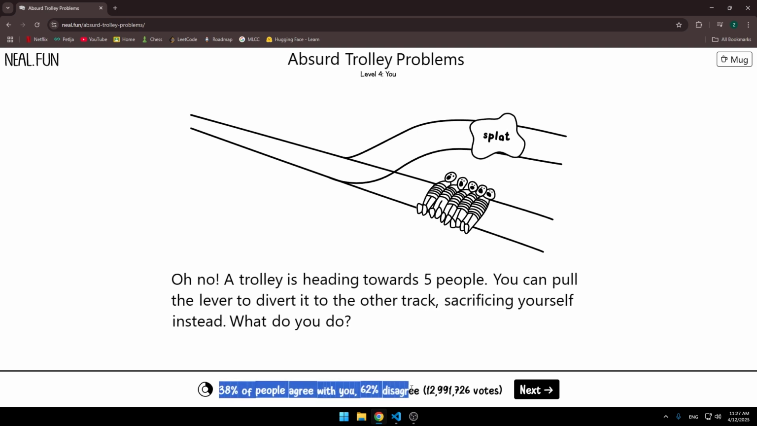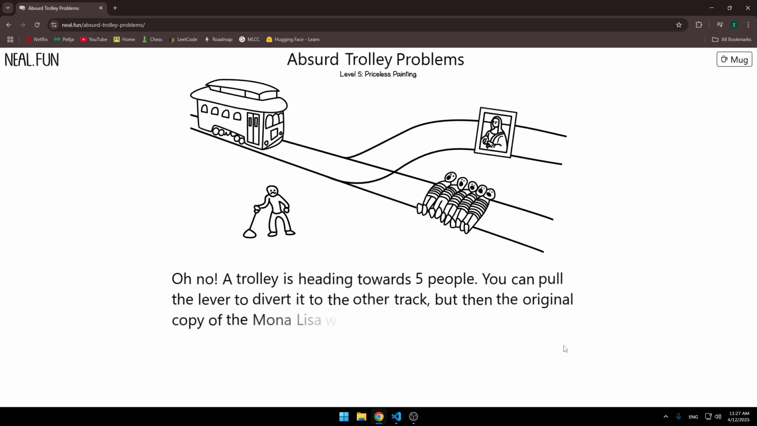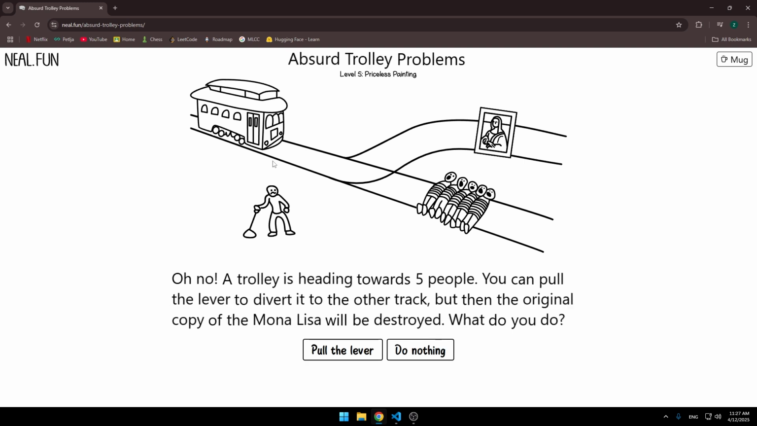And okay, it's actually gotten into unpopular opinion territory, which is kind of cool. So the AI is starting to divert from the normal people thinking. Probably because it's not selfish like humans, but, who cares? Okay, let's go again. A trolley is heading towards 5 people. You can pull the lever to divert to the other track, but then the original copy of Mona Lisa will be destroyed. What do you do?